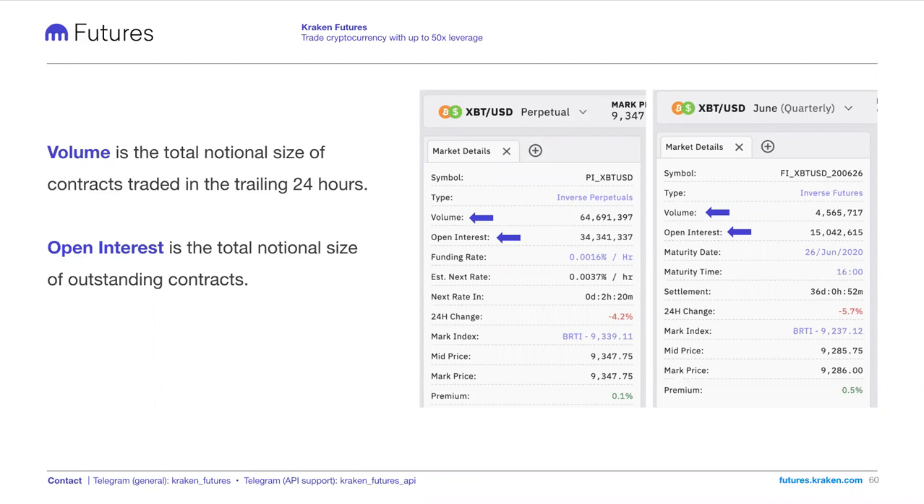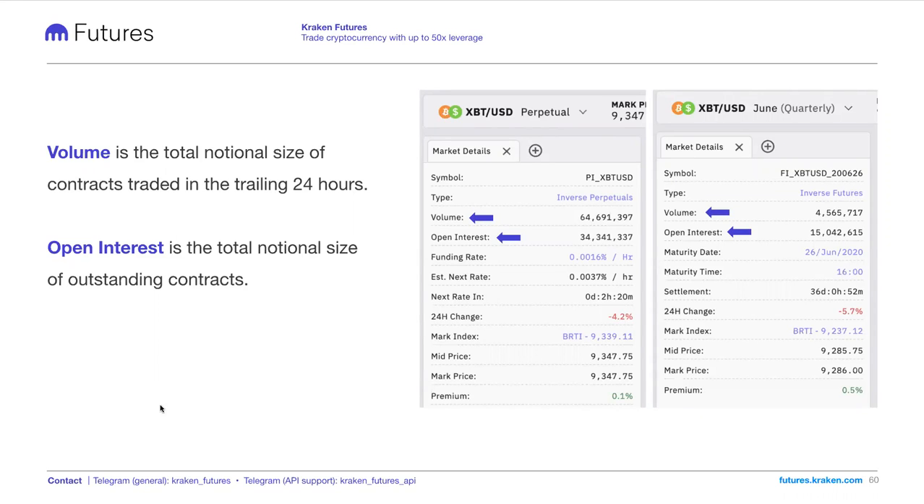So volume is the total notional size of contracts traded in the trailing 24 hours. One thing that is a common misconception with cryptocurrency trading: if I buy $1 worth of Bitcoin and Gary sells $1 worth of Bitcoin, we each think we traded $1, but the exchange only counts that as $1 traded. So you see a lot of traders say, oh, I'm 2% of the exchange. And what they've done is taken their volume and divided it by the exchange's volume, when in fact, you'd have to divide that by 2. Divide your volume by 2 and then do the percentage.